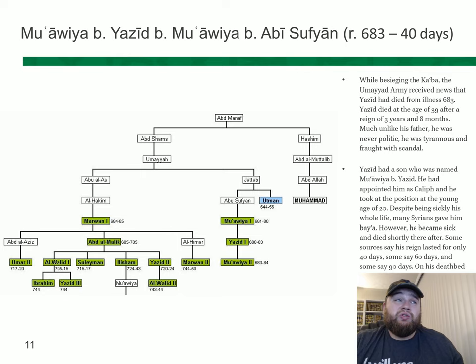It's not known really why. Not much is narrated about him. Many of the Syrians gave him bay'ah by default, but he died after 40 days. Some say 60, some say it was 90 days, but pretty much right afterwards he died, which when that happens and you have two leaders of an empire or even a country nowadays die like that quickly, it causes chaos.